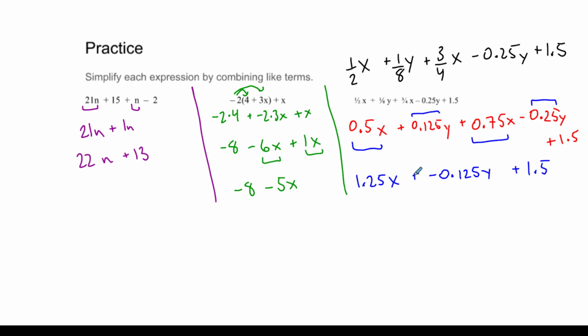Now, I don't know about you guys, but plus and negative looks a little bit sloppy to me. So I'm going to clean it up as 1.25x minus 0.125y plus 1.5. That's it.